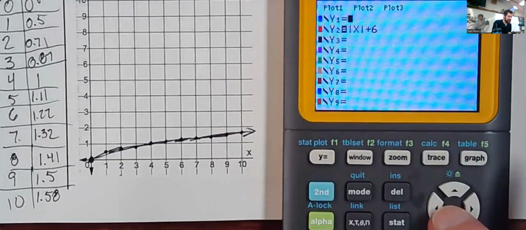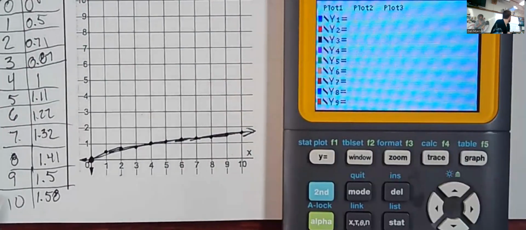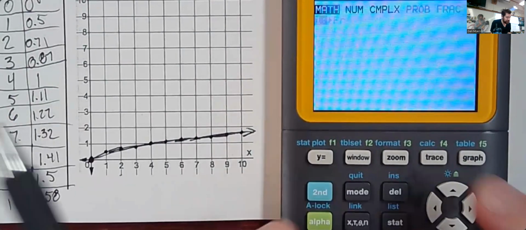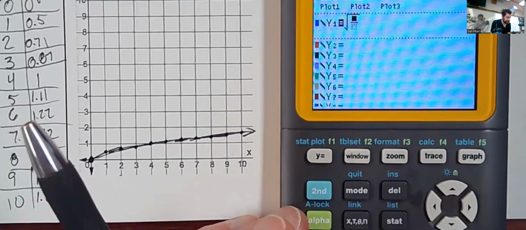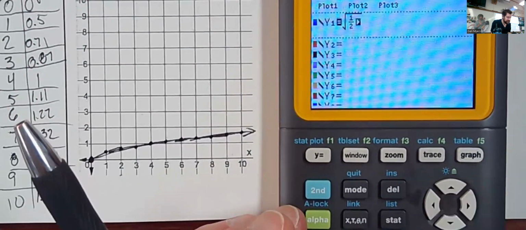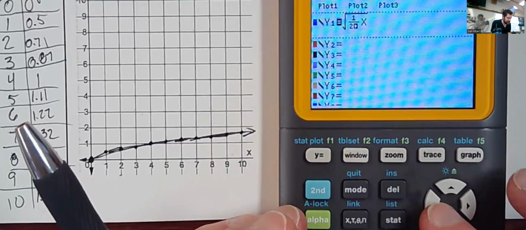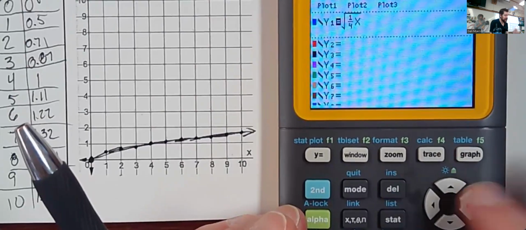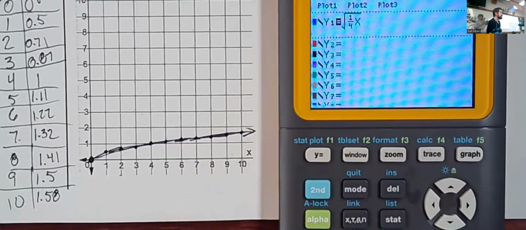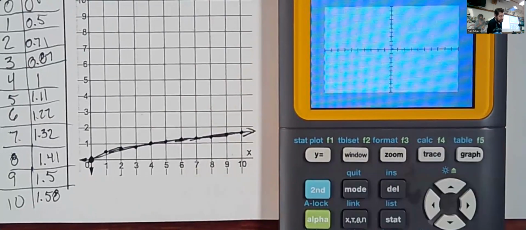But once we have that on there, let's go ahead and get to our y equals menu. Go ahead and clear out any functions that are in there already. And let's just type in the square root of 1/2 times x. And I said 1/2, I don't want 1/2. I want 1/4. There we go. All right. So the square root of 1/4 x. And if we graph that, that looks about the same.